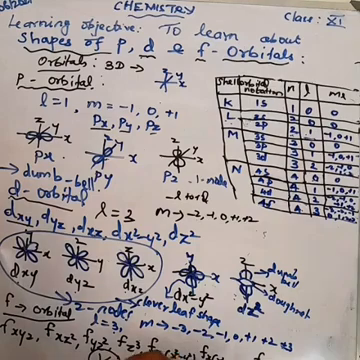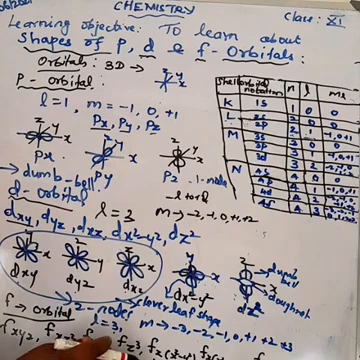Totally 8 lobes. How will you draw it? First draw the x, y and z axes. Above the center of the axis there are 4 lobes, and below the center of the axis there are 4 lobes. For the f orbital, totally 8 lobes. It's very difficult to draw.